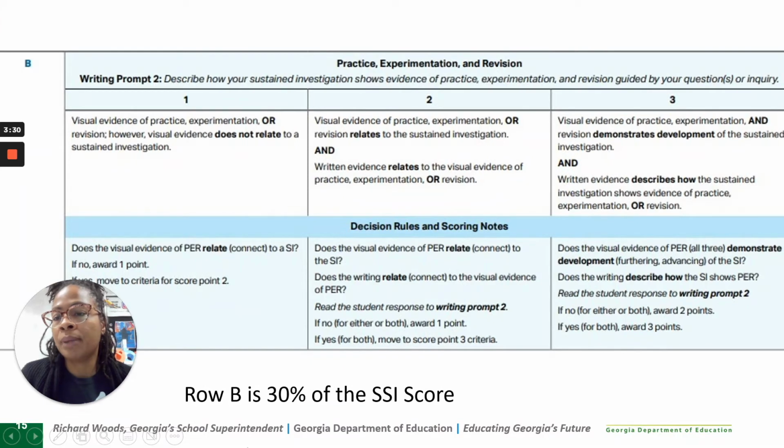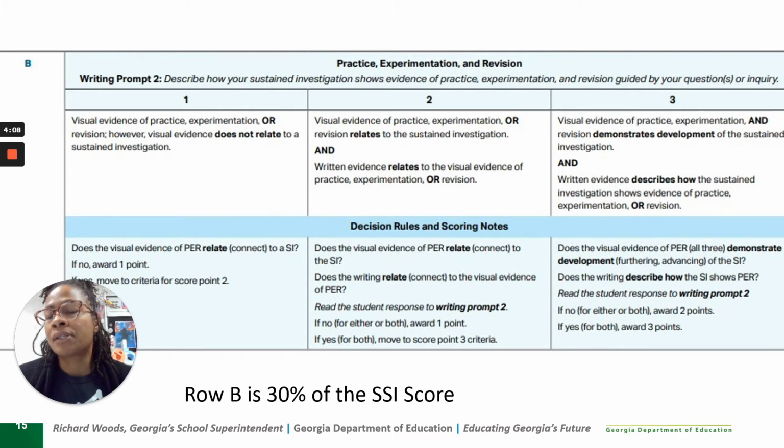Now we're going to move on to row B, which has to do again with the writing. Describe how your sustained investigation shows evidence of practice, experimentation, and revision guided by the inquiry. So if you're looking at score point 1, again, you want to look at these deciding questions or driving questions down here that help to determine whether it's a score of a 1, 2, or 3. And then you look at the weight of this. This is actually 30% of the overall score.